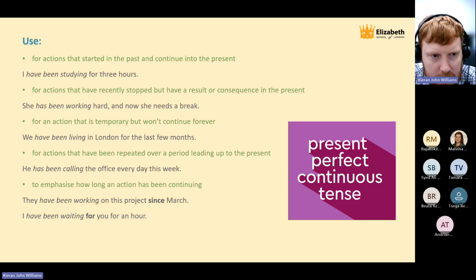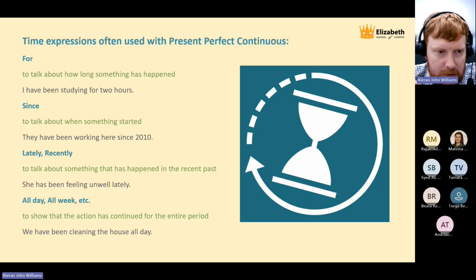Okay. But there is a problem that comes with this. Like present perfect simple, present perfect continuous, they look very similar. But we're going to look at the differences in a second. Okay. But because present perfect continuous looks at how long, we normally use the word for. Okay. So for tells us about the length of time. Okay. I've been studying for 2 hours.